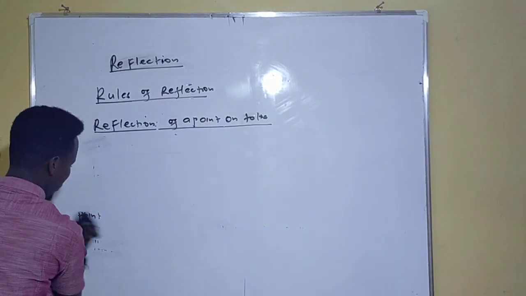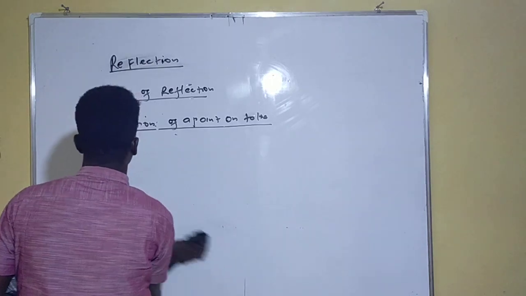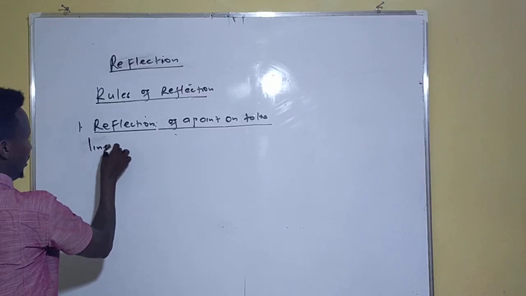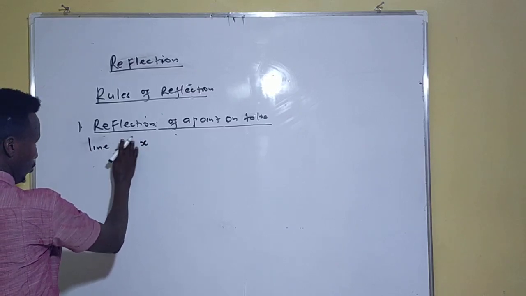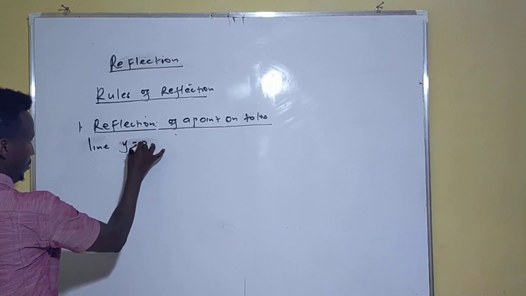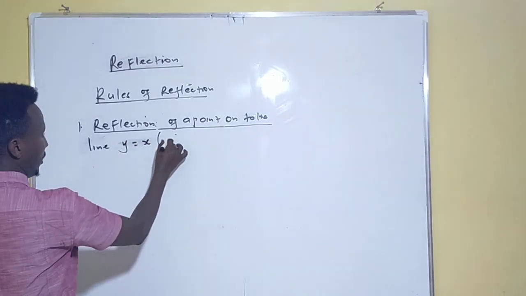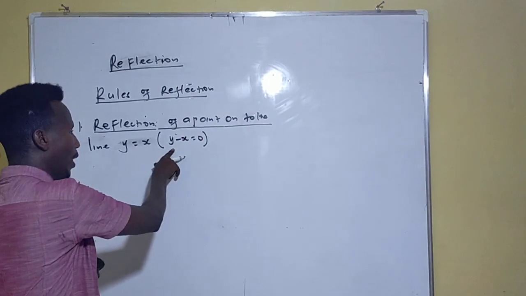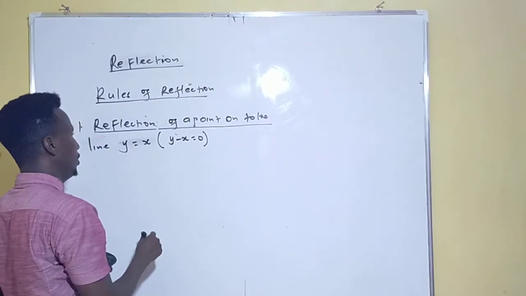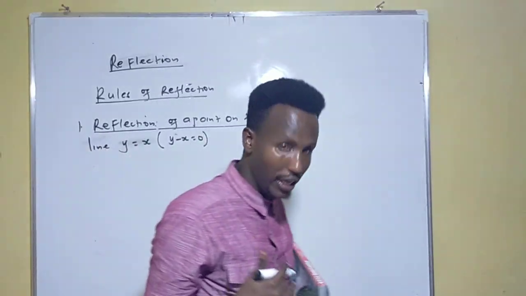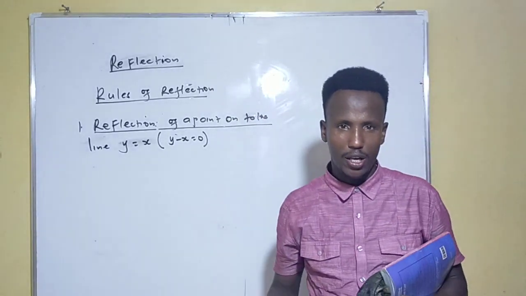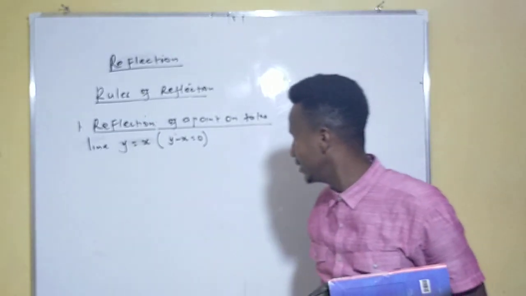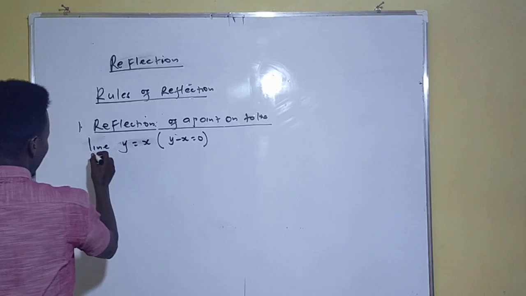Rule number 3 is reflection of a point onto the line y is equal to x. The other name of y is equal to x is y minus x is equal to 0, because when you make y the subject of the formula, it will be y is equal to x. So in the examination, if you are told reflect onto the line y is equal to x, or the line y minus x is equal to 0, remember they are one and the same. Don't forget that.